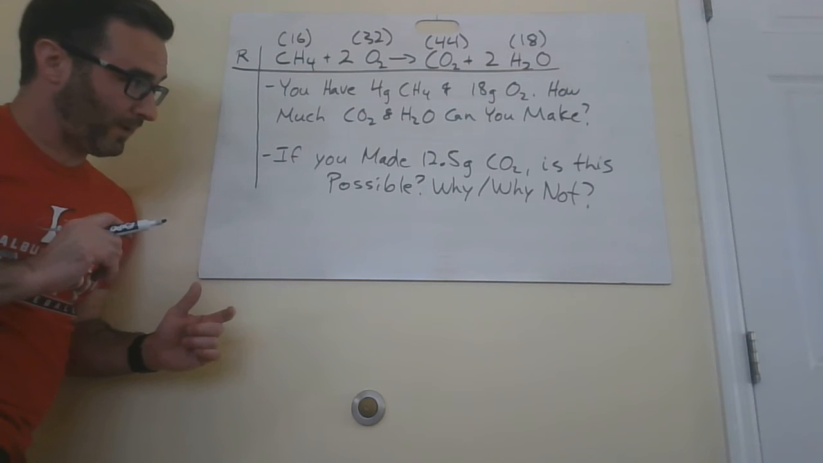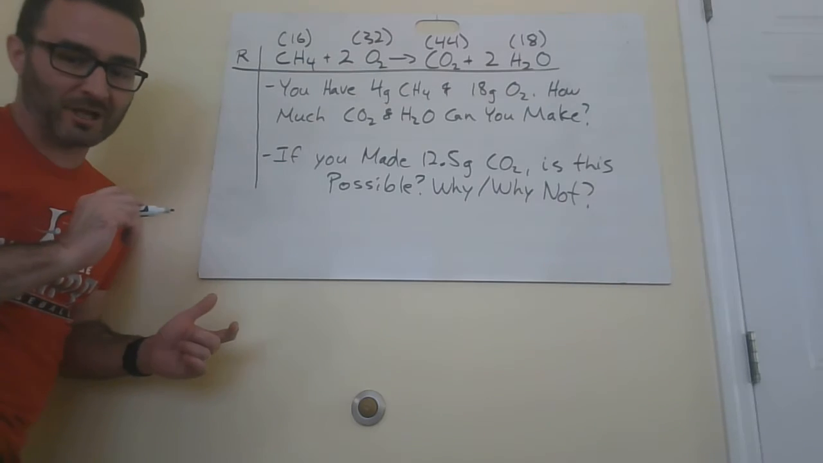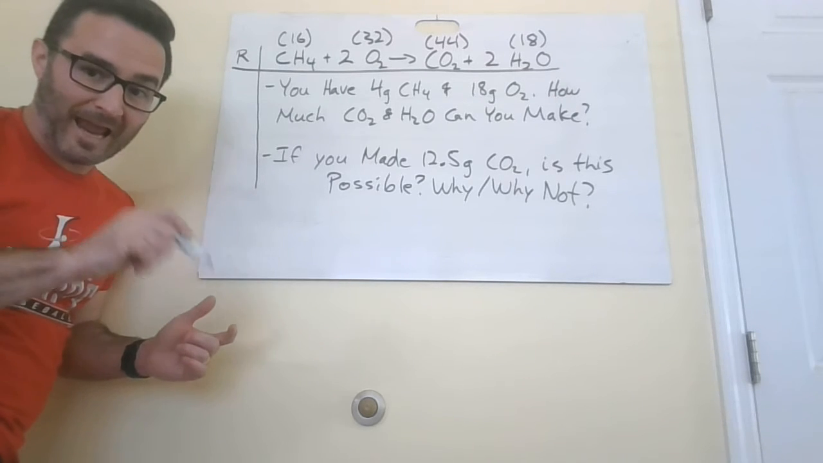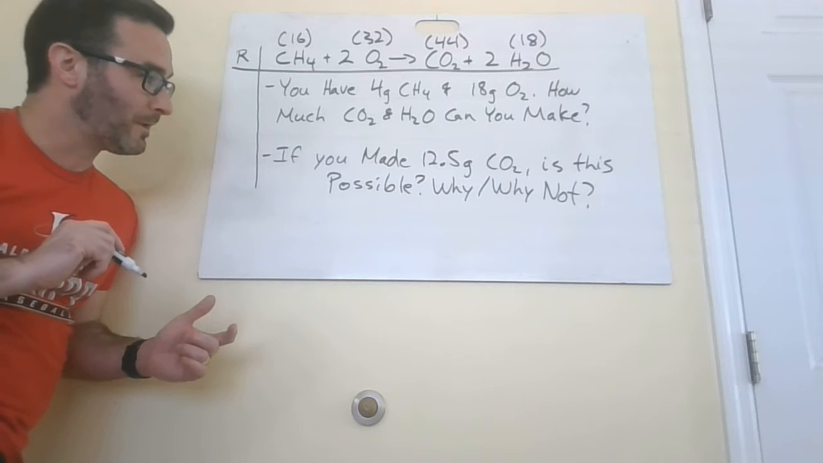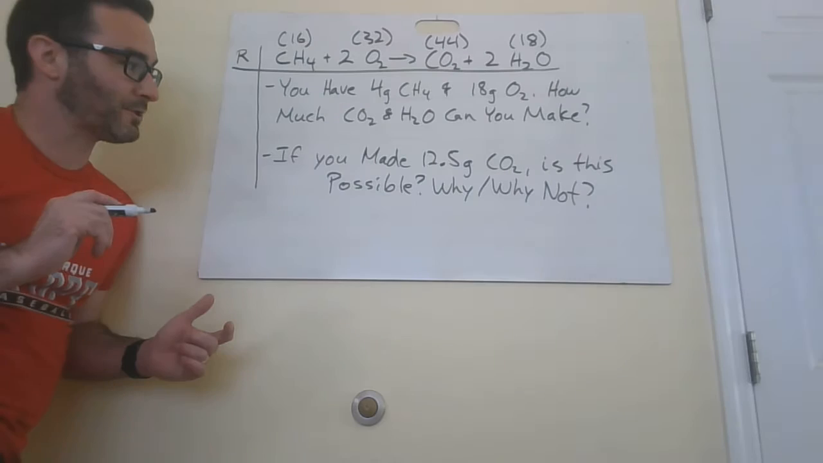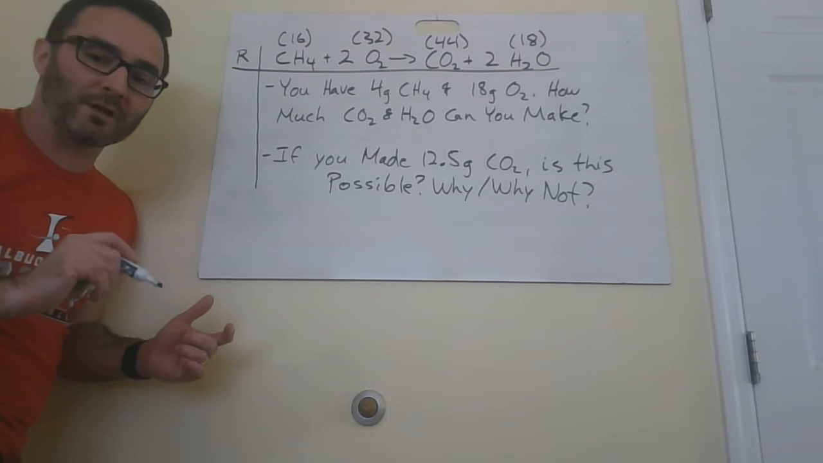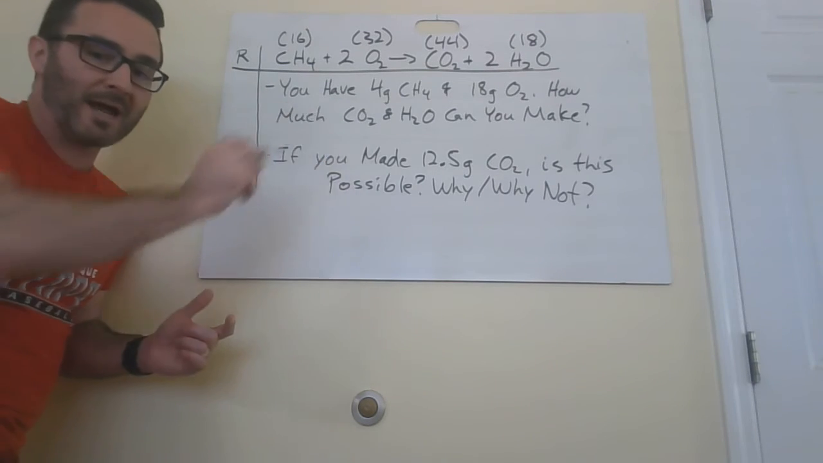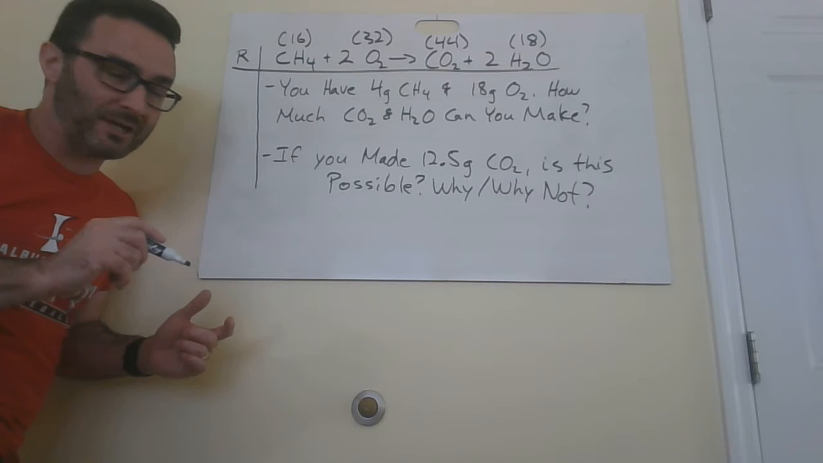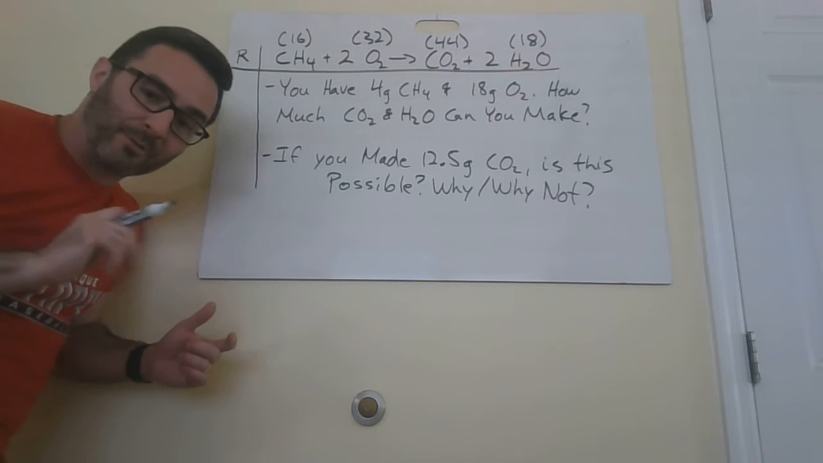And if you made 12.5 grams of carbon dioxide, is this possible? So it's implying percent yield. It doesn't come out and say, what's your yield? But as soon as it says, hey, can you do this? You've got to analyze whether or not that's possible, and then why or why not. So again, one of the wrinkles that comes in here is if they say, if you made this, it's implying percent yield. You've got to compare what you made to what you theoretically could have made. So even if I don't come out and say, this is a percent yield problem, when you read this, you've got to analyze and say, hey, this is a percent yield problem.